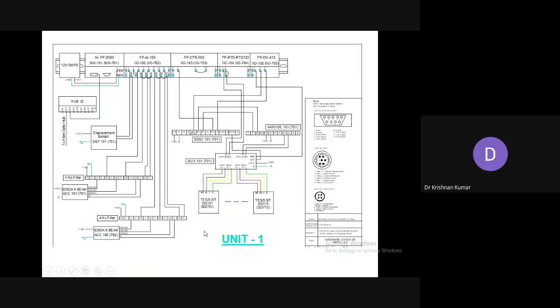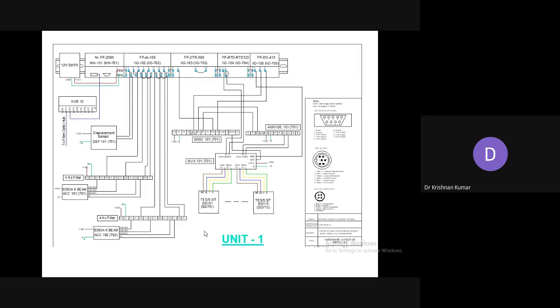Now this is the real drawing, the design that we have. Before making the installation, we prepared proper drawings. So for example, for unit 1, we have placed this drawing. With this drawing, anyone can easily understand what is inside and how we have to fit it. Everything they will easily understand.